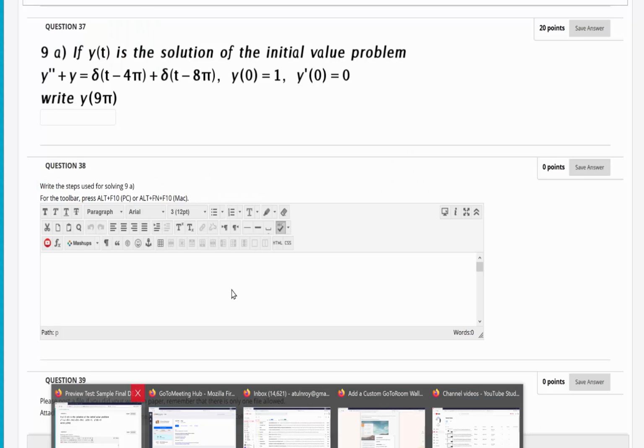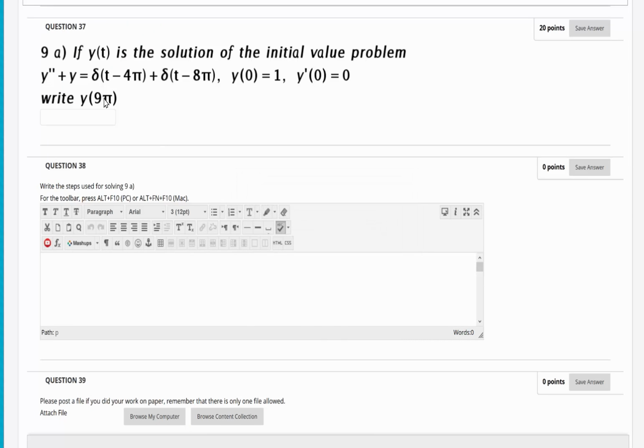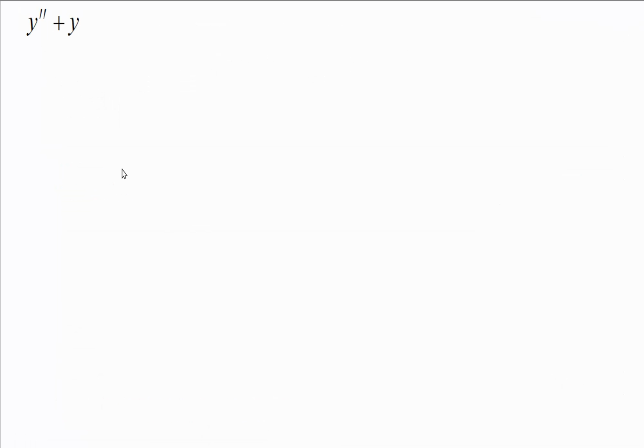What did we have there? y double prime, and let me enlarge the font size here, y double prime, plus y equals, now we are using the Dirac delta function. I've become slow even on this now. So what is that? Delta of t minus 4 pi, and then plus delta of t minus 8 pi, right?